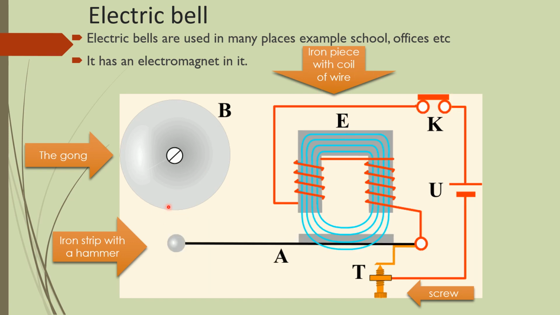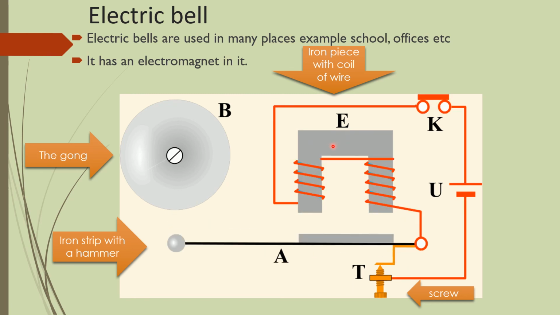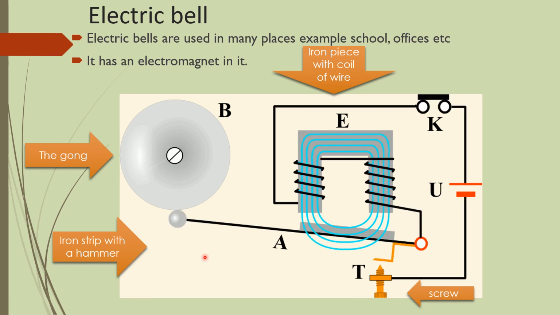How does an electric bell work? Whenever this screw is in contact here, the current flows through it. When the current flows through this iron piece, it makes it an electromagnet, and when it behaves as an electromagnet, it attracts this iron strip towards it, and when this iron strip gets attracted, the hammer at the end of the iron strip hits the gong.